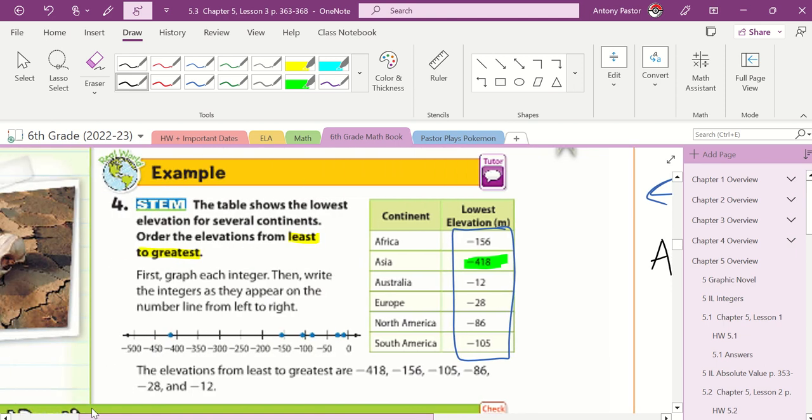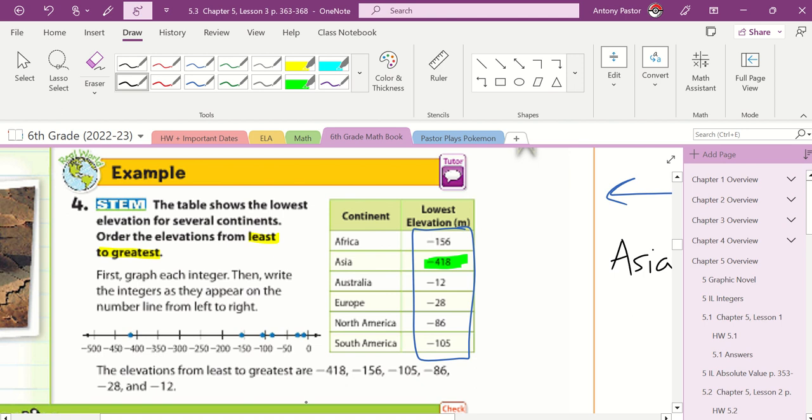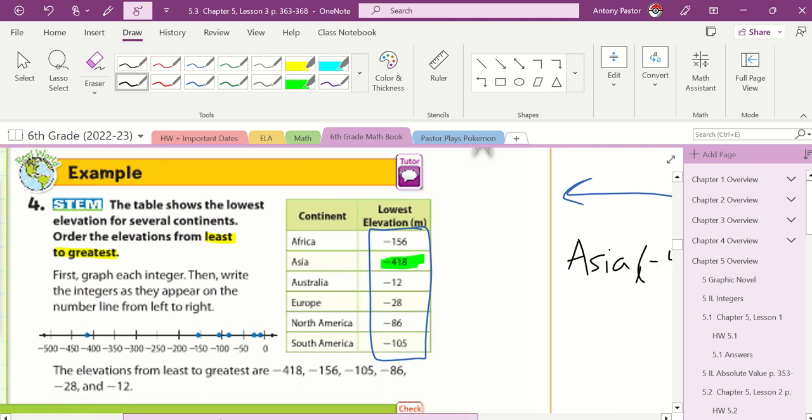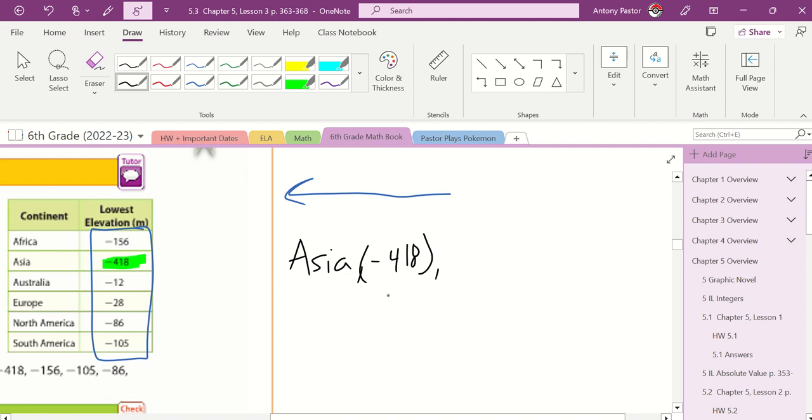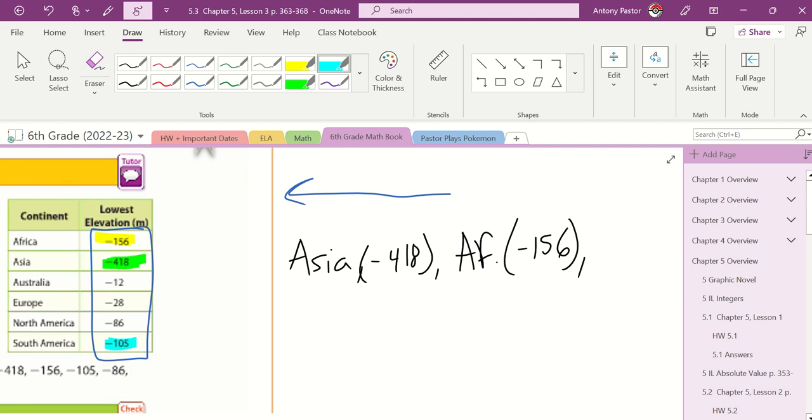I have to look at my question again because I don't know if they're asking us to first graph each integer, which they already did for us, then write the integers as they appear on the number line from left to right. Order the elevations from least to greatest. You can write it as numbers like they do here, or you can write them as countries as I'm going to do. That's fine. So Asia would be the lowest, and then we'd go with Africa at -156. I'm going to use abbreviations here.